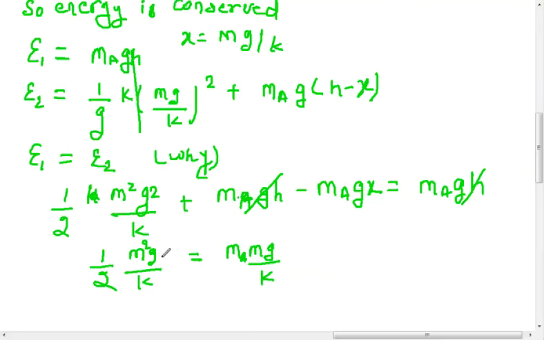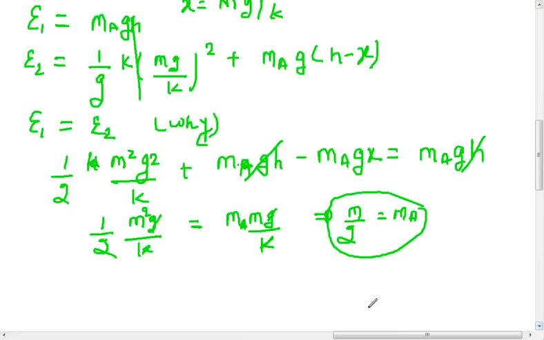So g and g are going to cancel out, and k is also going to cancel out. What we get after doing that is m by 2 is equal to ma. So ma is equal to m by 2.